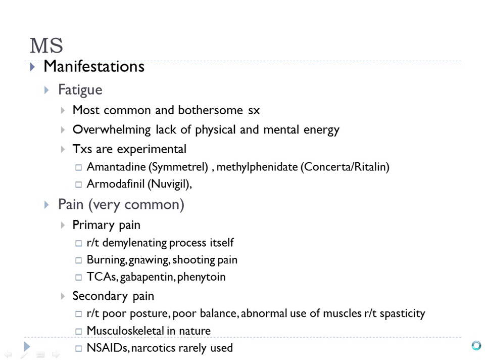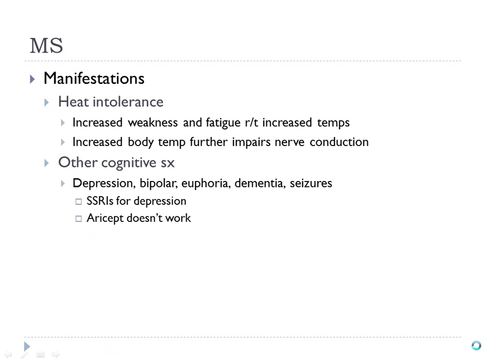And then because the patient will have these musculoskeletal manifestations, they will have posture problems and balance, and they can have secondary pain because of that. Anti-inflammatories, try to avoid bronchitis.